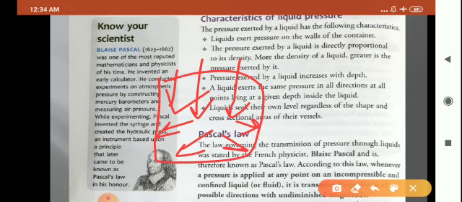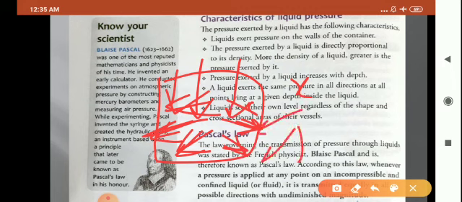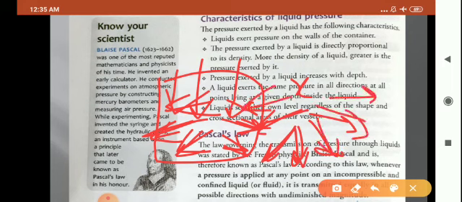Means जब भी आप कोई प्रेशर लगाते हो या अप्लाई करते हो ऑन एन इनकम्प्रेसिबल एंड कन्फाइंड लिक्विड या फ्लूइड पे, तो दैट प्रेशर इज ट्रांसमिटेड इक्वली इन ऑल डायरेक्शन विद द सेम मैग्नीट्यूड. सपोज आप कोई भी वैल्यू का x वैल्यू का प्रेशर लगा रहे हो, तो वो x प्रेशर सारे डायरेक्शन में जाएगा. That pressure, x pressure, will transmit equally in all possible direction with undiminished magnitude, means without changing its magnitude.